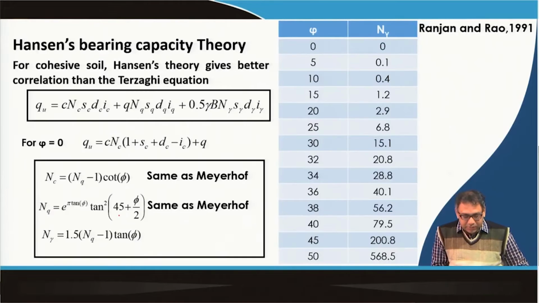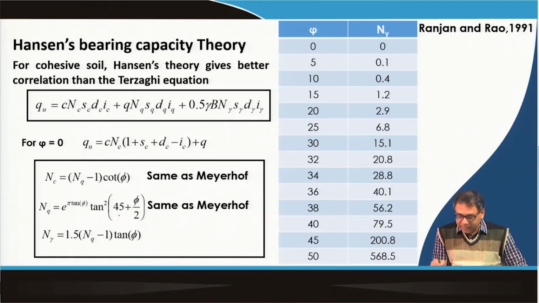Okay. So, next one, the Hansen bearing capacity theory. It is observed that for cohesive soil, Hansen theory gives better correlations than Terzaghi's equation. This is a similar type of equation, as I mentioned, a general type of equation. So, the Hansen bearing capacity theory has this general equation, and the NC and NQ values are the same as Meyerhof, but the N gamma value is different.